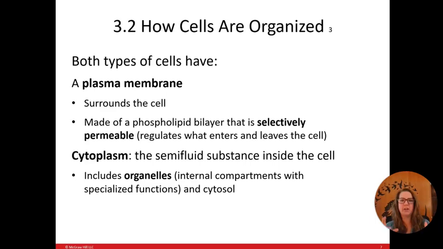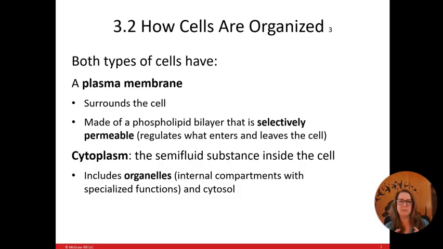This lipid bilayer is going to have to regulate what can come in and what can go out. You know, it's not just like an open door all the time. Come on in, come on in. It's not like that. Instead, it is going to be selectively permeable. So it's going to differentiate what's going to come in and out. We'll come back to that.